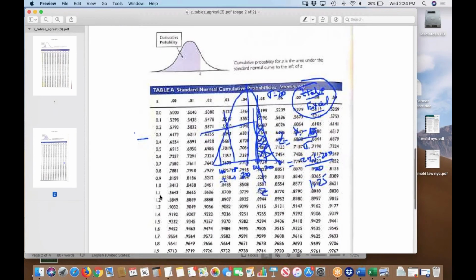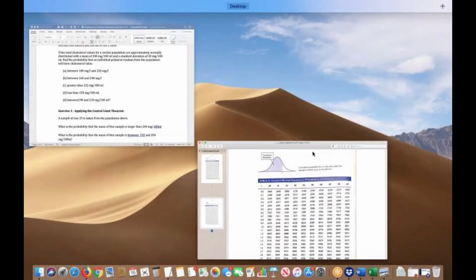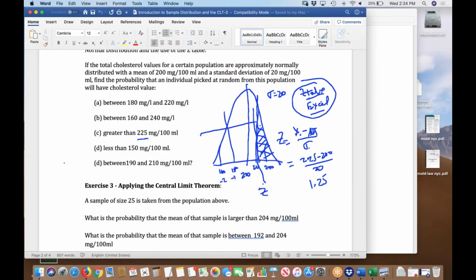So 1.2, and these columns along 1.2 represent the third digit: 0, 1, 2, 3, 4, 5. So 1.25 represents an area of 89.44. Or almost 90% is below that point in our distribution. Not quite, but 89.44. So I'm going to go back to our table here.